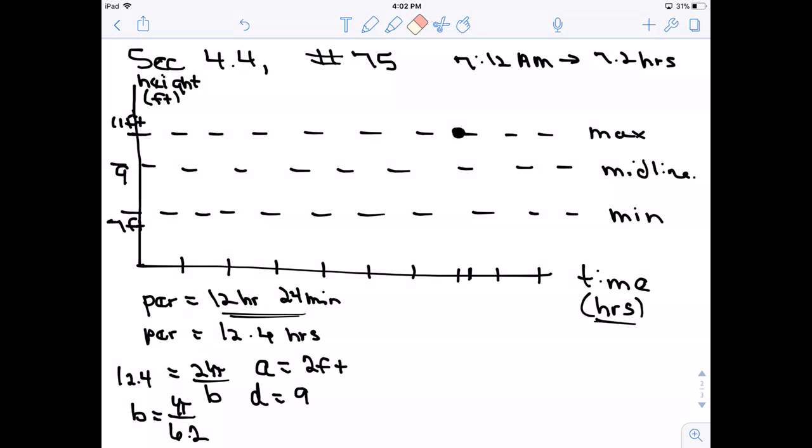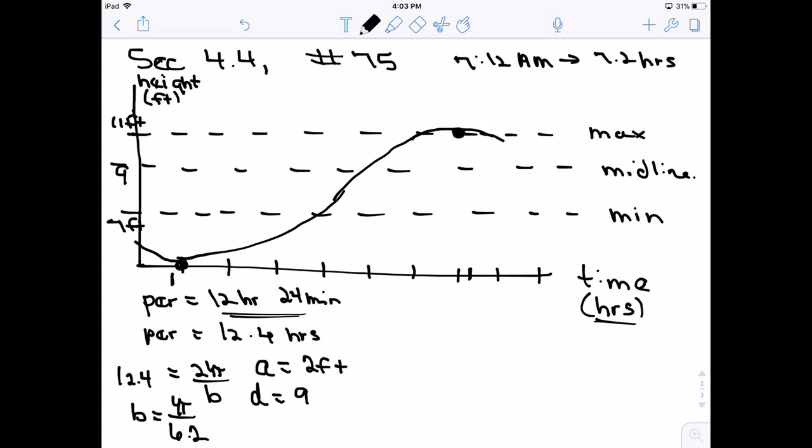So let's draw that graph. Again, we know at 1 a.m. we're at our minimum. Ooh, I just erased that. That's what I do not want to do. Let me switch back over. So at 1 a.m., or 1 hour after midnight, I'm at my minimum. So this is 1 hour after midnight. And then again, I'm going to draw a nice little curve here. It's not going to be the most beautiful thing ever, but it'll get my point across, I think.